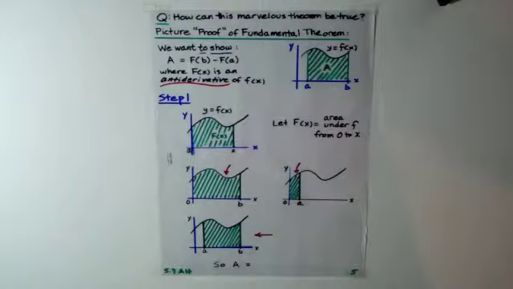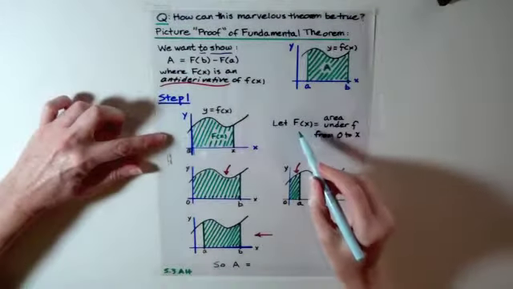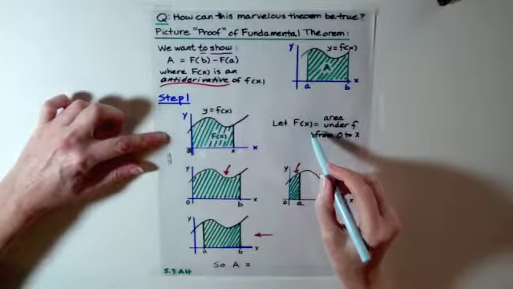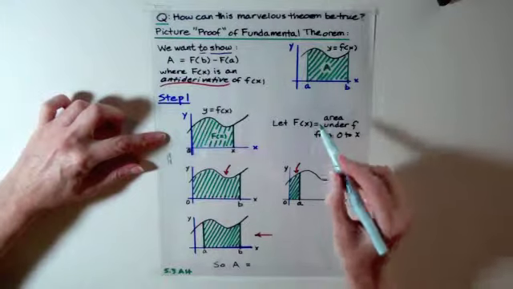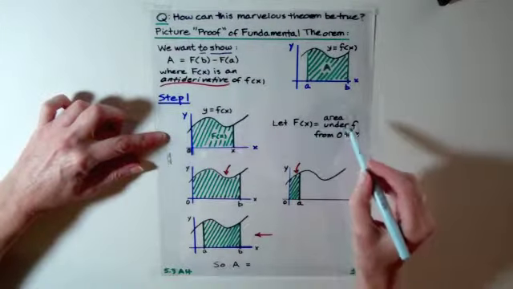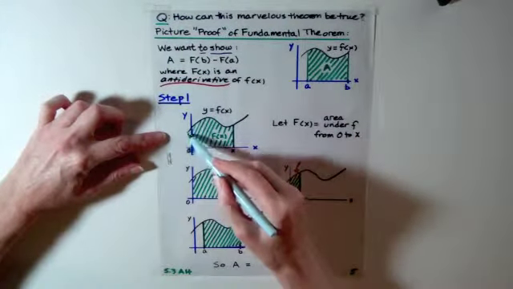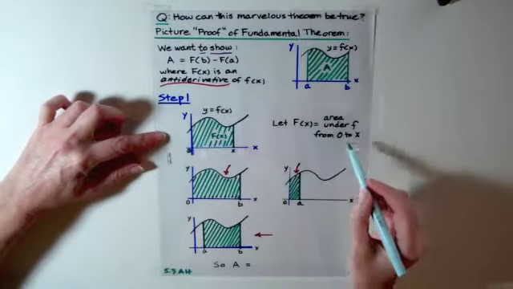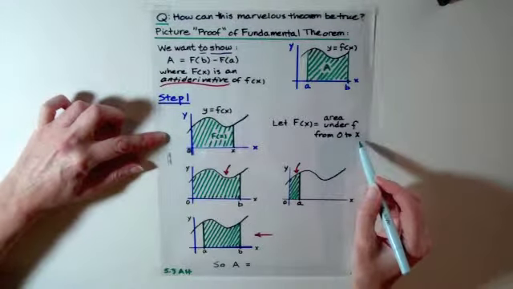Okay, let's go ahead and look at step 1 of our proof. And we're going to start by defining a function capital F of x, and it's defined in sort of a weird way that we don't usually define functions. Capital F of x is going to measure how much area is under the curve little f from 0 up to x.